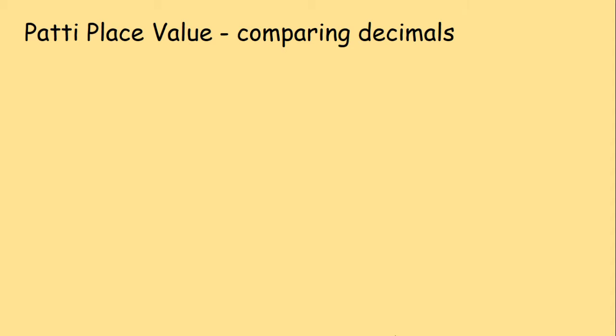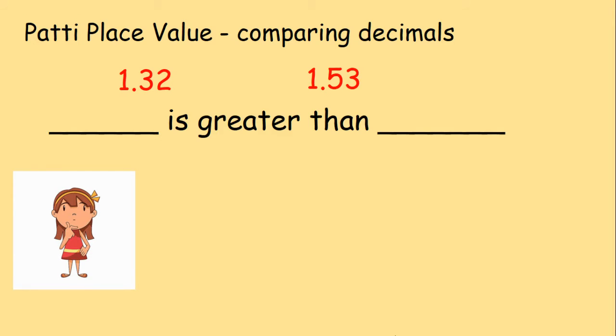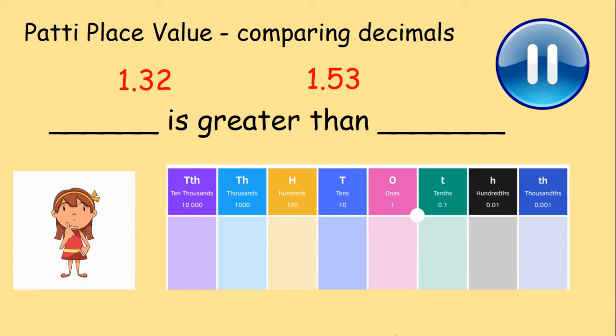Great. Let's begin with Place Value, comparing decimals. You have two numbers, 1.32 and 1.53. You need to think about which decimal number is greater than the other. Using the place value chart, press pause to work out your answer and then press play once you are ready.